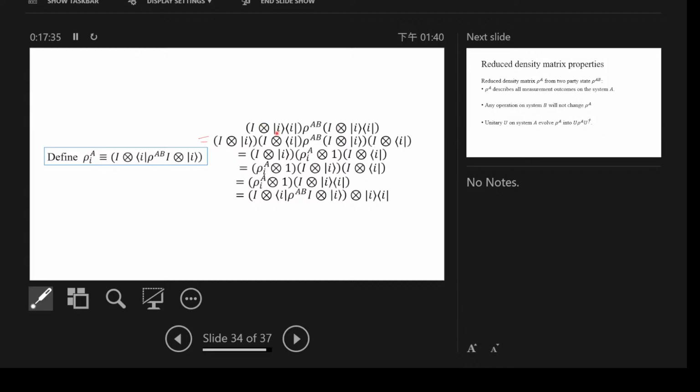Okay, so we have identity tensor ket i bra i turn into identity tensor ket i times identity tensor bra i, because remember in our tensor product rule, we say we have A tensor B multiplied by C tensor D equal to AC tensor BD.